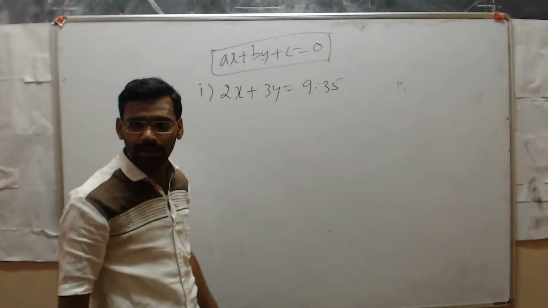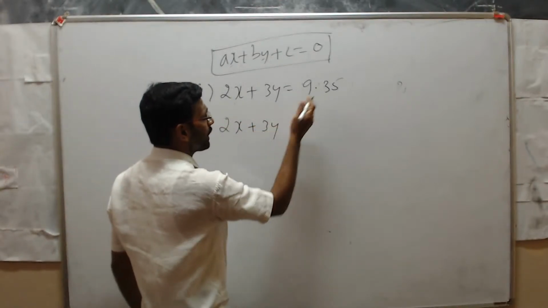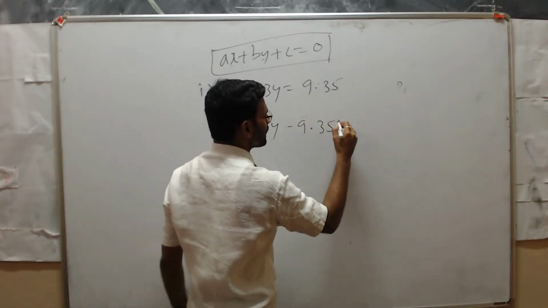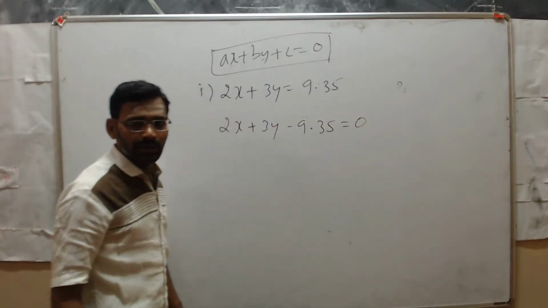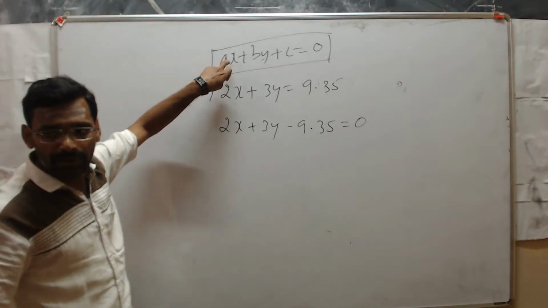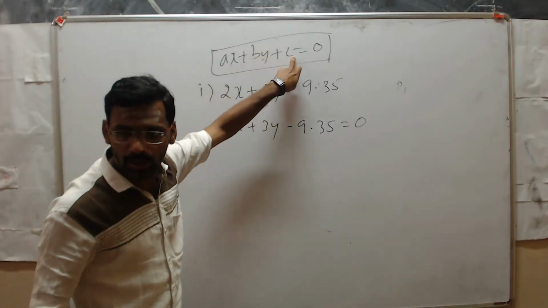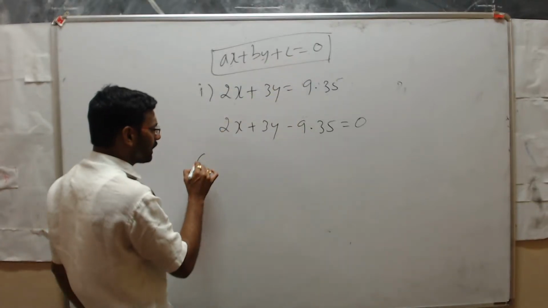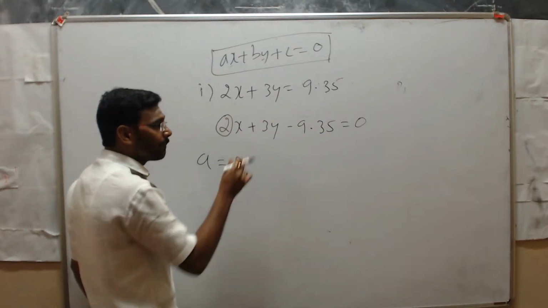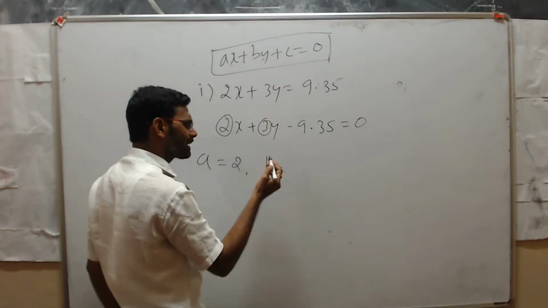We should convert it into LHS. Therefore 2x plus 3y plus 9.35 becomes minus 9.35 is equal to what? 0. Then we have to convert on this. A value means coefficient of x, B means coefficient of y, C means constant term. Tell me anyone, what is the value of A? A value is 2. B means coefficient of y, what is the value of B? 3 or plus 3, both are same.